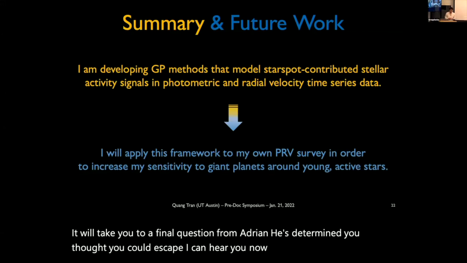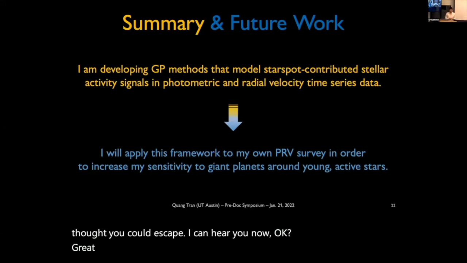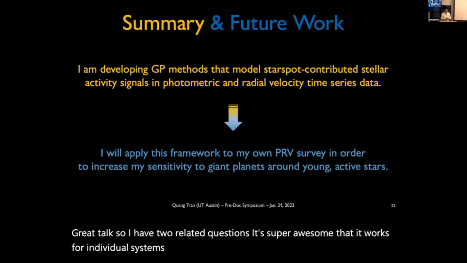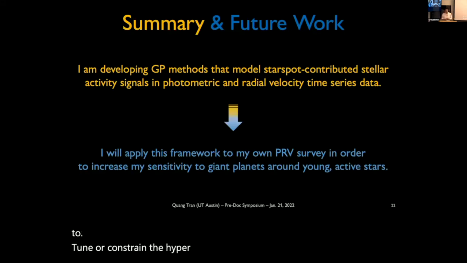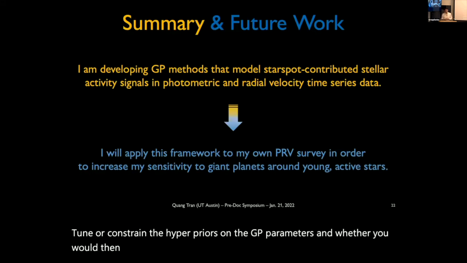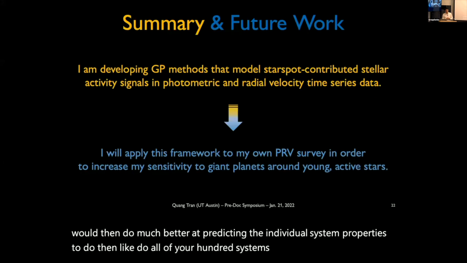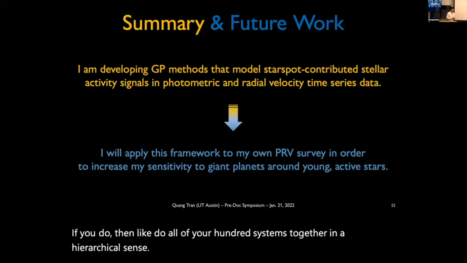Super great talk. So I have two related questions. It's super awesome that it works for individual systems, but I'm curious how much you had to tune or constrain the hyperpriors on the GP parameters, and whether you would then do much better at predicting the individual system GP properties if you did all of your 100 systems together in a hierarchical sense. Ah, I see what you're saying.